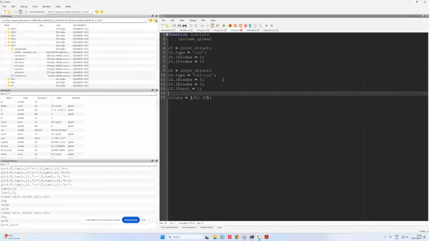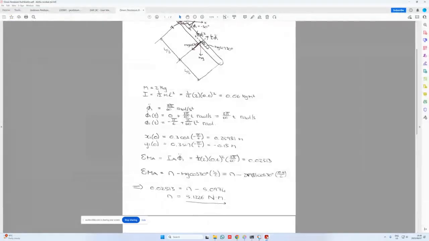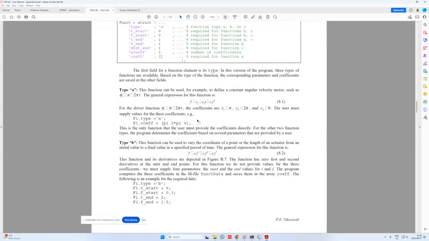Now I need to actually say what type of driver I'm working with. In my case, it's going to be a relative rotation driver. This is simply because I have an angular acceleration, and the final equation that I get over here is then related to the actual angle or the rotation of the system. So how do I get this?